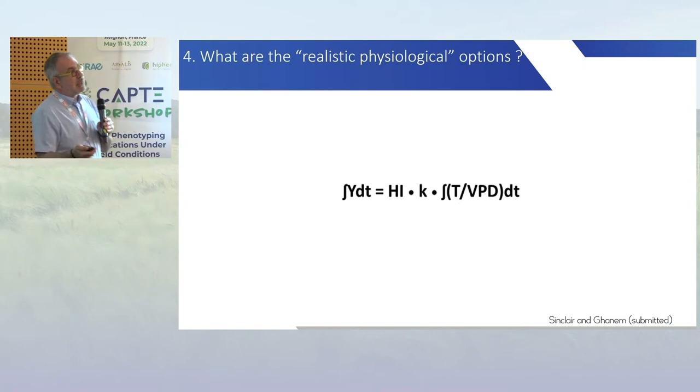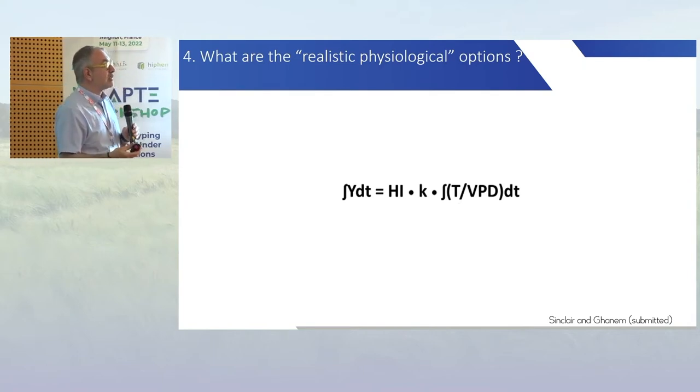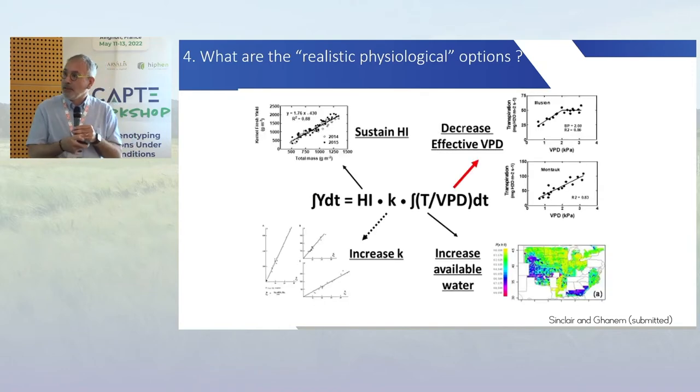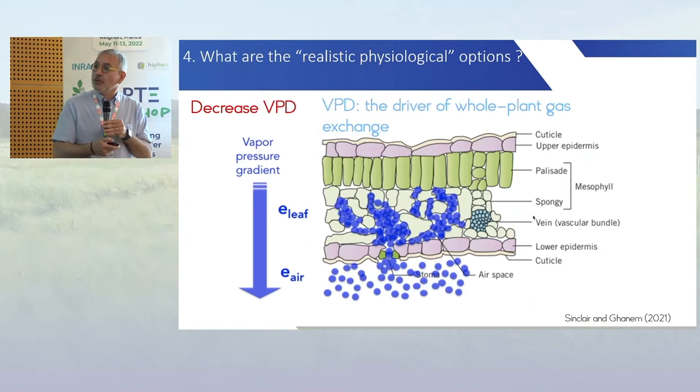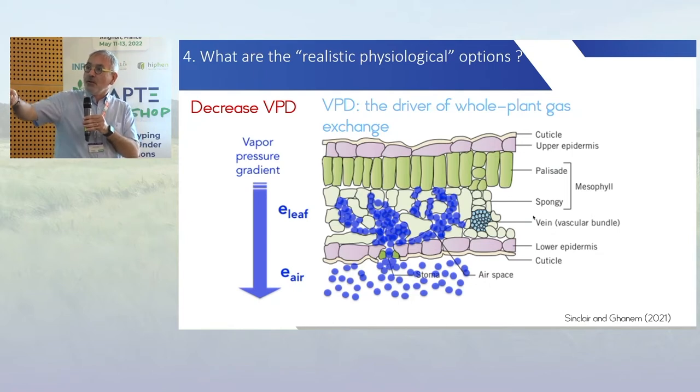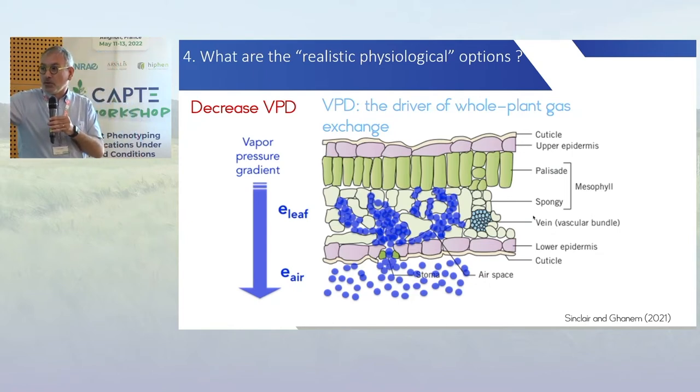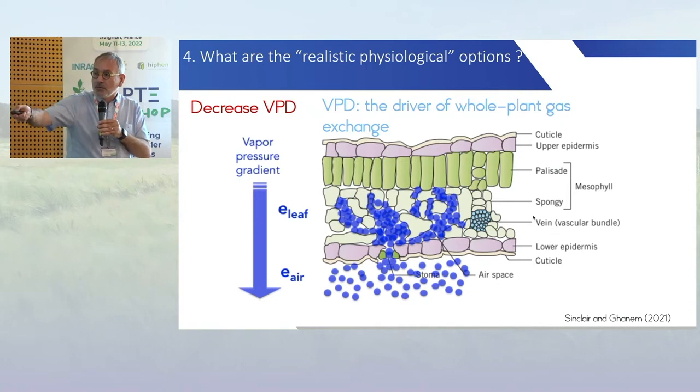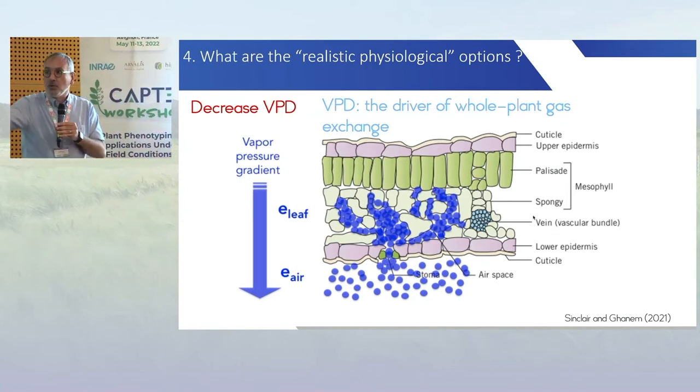It has been neglected for a long time because it has always been considered as somehow an atmospheric variable that you cannot act upon, but it's not really that much of an atmospheric variable, I'll show you that later on. Because VPD is the driver of the whole plant gas exchange, from the internal amount of water that is available within the leaf to the outside. And it is that gradient of water pressure that drives the whole transpiration.